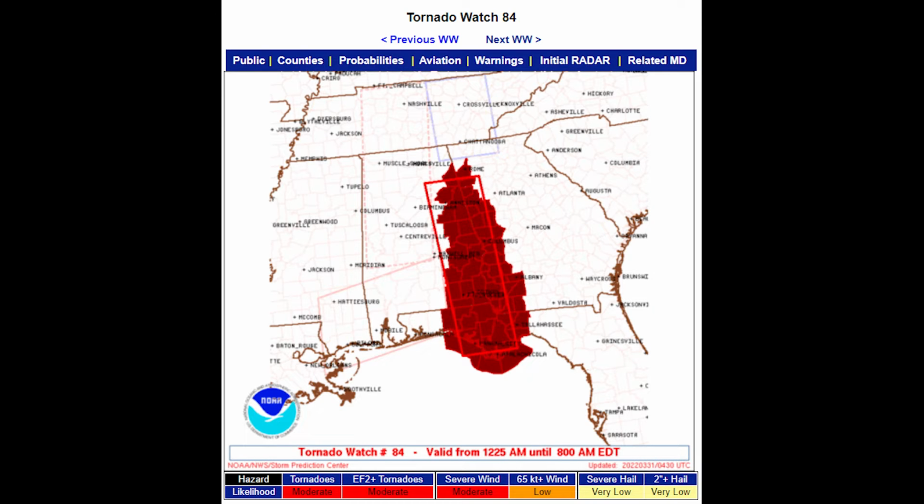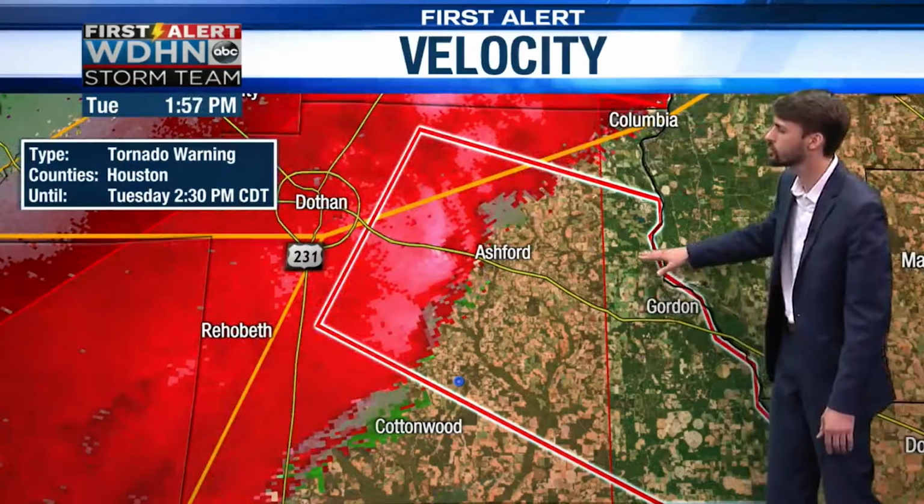A tornado watch is issued by the Storm Prediction Center when conditions are favorable for the development of tornadoes in a certain area at a given time. They are often issued before any severe weather is occurring. A tornado warning is issued by local National Weather Service offices when tornado development is imminent or occurring.